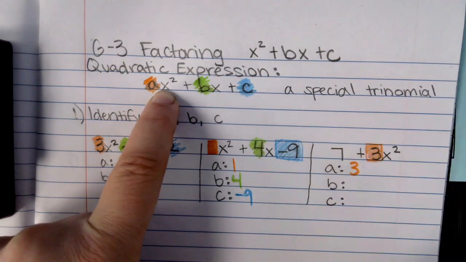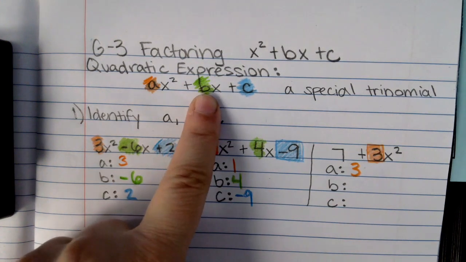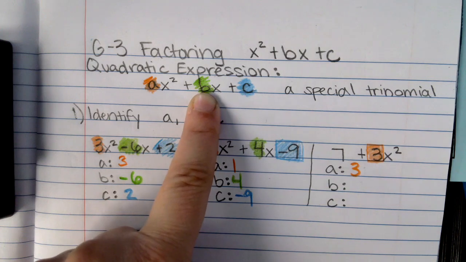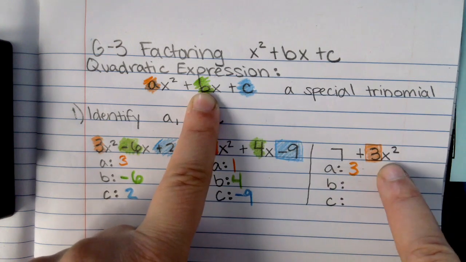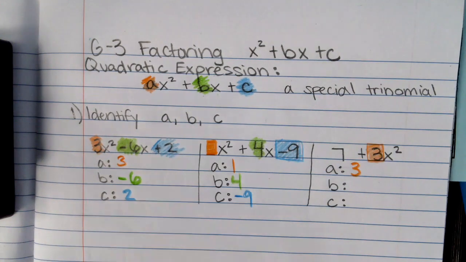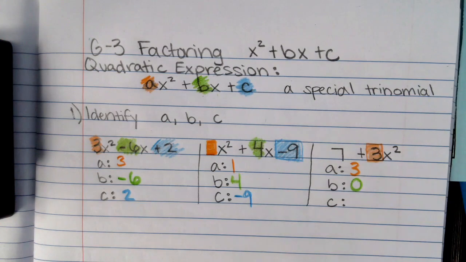My b goes with the x. What number here is with my x? 3 is with the x squared. There are no x's. So what number represents no x's? There are none. 0. And what is my constant, my number with no variable? 7. Nice job. You guys crushed that.